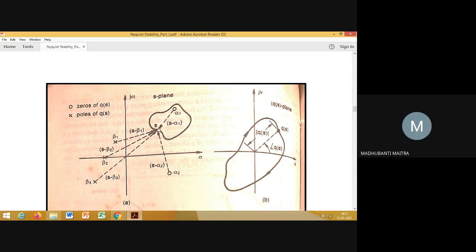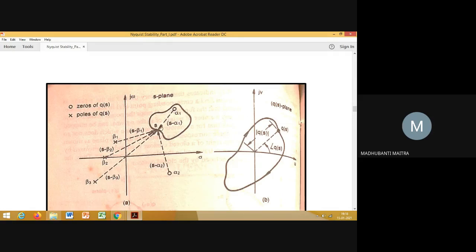Now, look very carefully. As I move along this contour in the clockwise direction, this particular phasor moves like this. Am I clear? How the phasor is rotating along the contour? Yes, ma'am. Is it clear to everyone? Yes, ma'am. So this phasor is rotating like this.